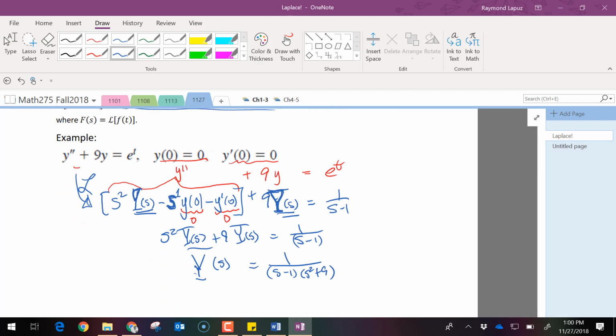So remember that picture that we had where we're in the real world, and then we're in the Laplace world. And then we went to the original problem, and then we went to the Laplace world with an algebra equation, and then we do algebra, and then we solve for this.